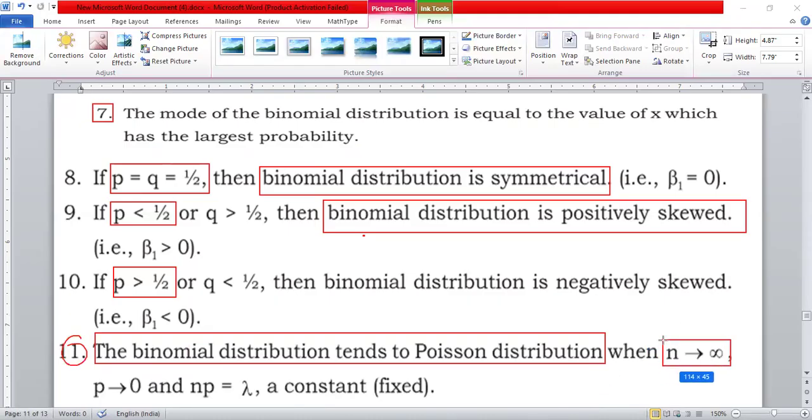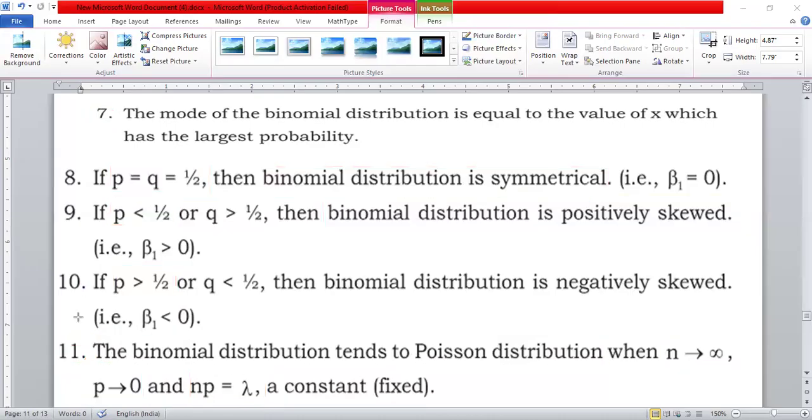One is n tends to infinity. Another one is p tends to 0. The other one is np is equal to lambda. These 3 points you have to write compulsorily. What question? Under what condition does the binomial distribution tend to Poisson? Answer: n tends to infinity and p tends to 0 and np is equal to lambda.